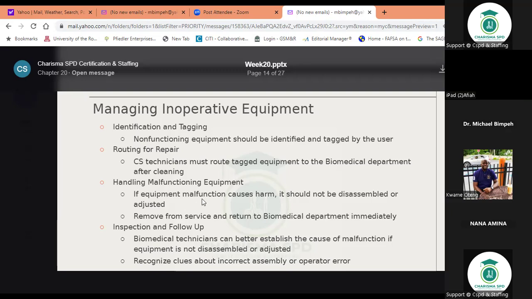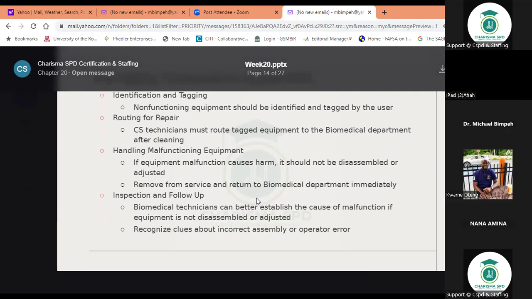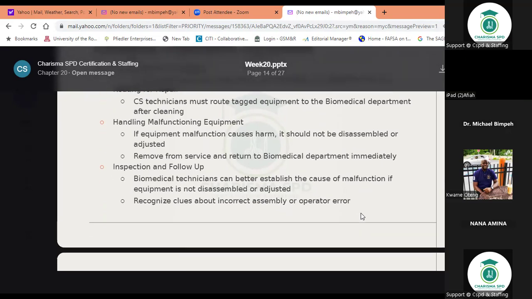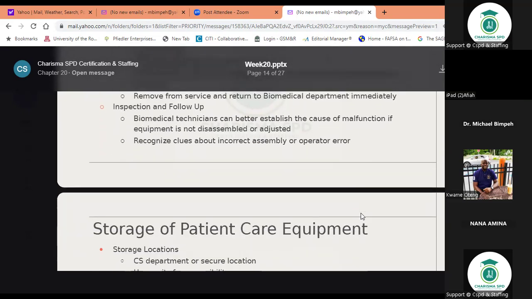Handling malfunctioning equipment. If equipment malfunctions or causes harm, it should not be disassembled or adjusted. Again, we remove it and return it to biomed. We just shortcut it as biomed. They are trained to handle those and they recognize what is correct and what is not correct. They can troubleshoot and do all the repair work.